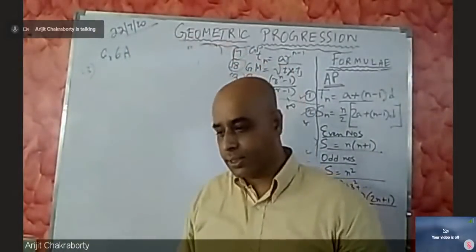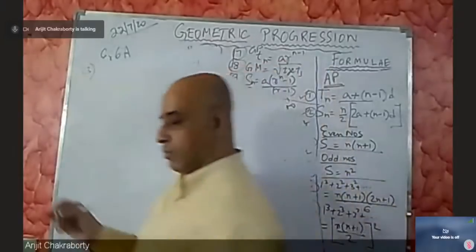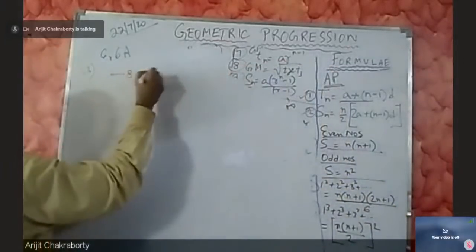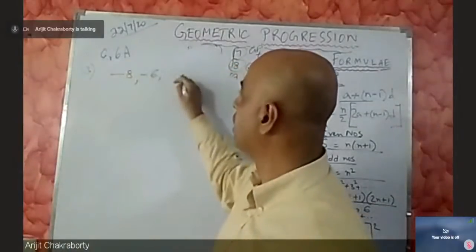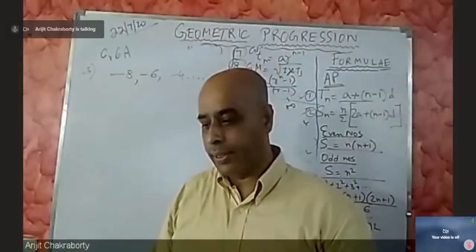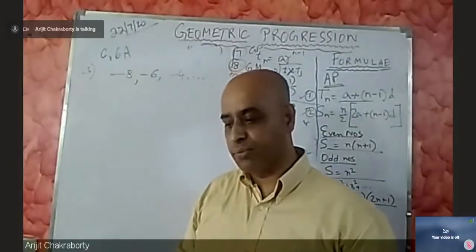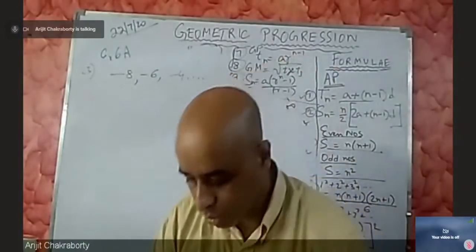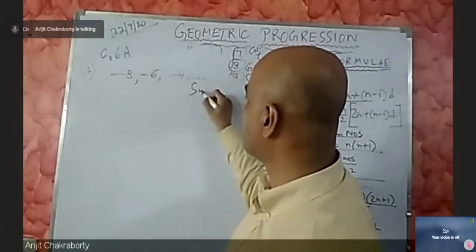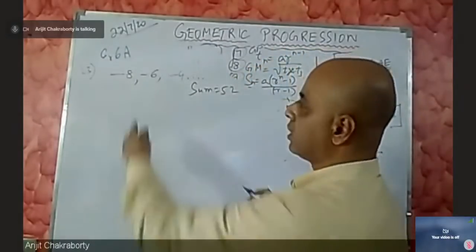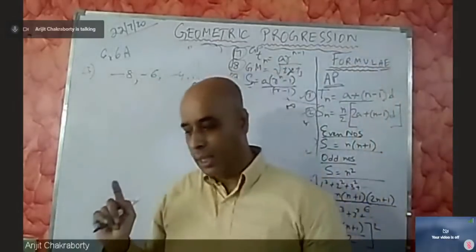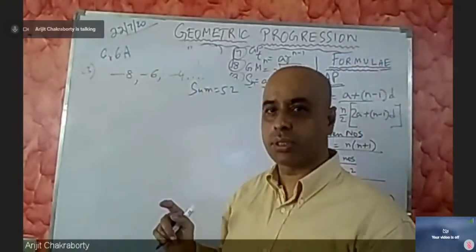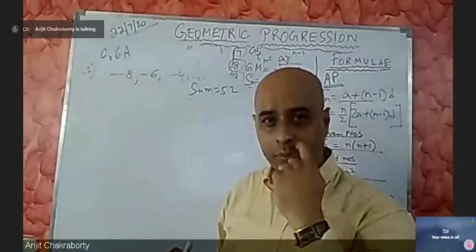There is an AP series, minus 8, minus 6, minus 4, and so on, and the sum comes to 52. Till n terms, of course, minus 8, minus 6, minus 4, minus 2, like this. What is the number of terms when the sum becomes 52?